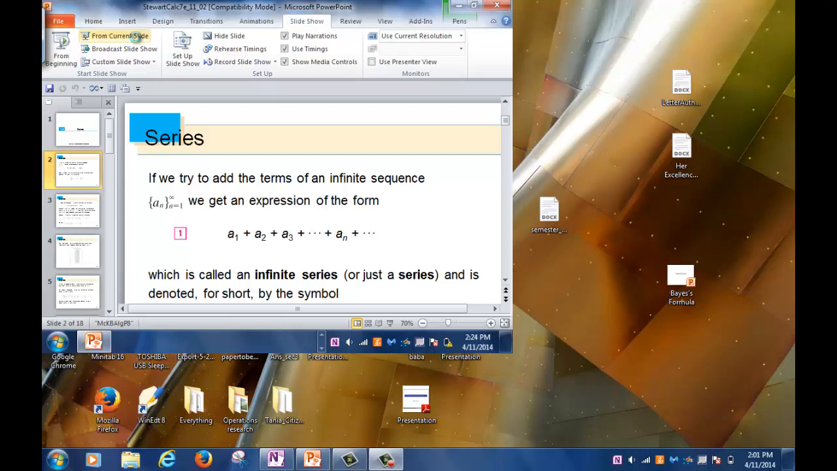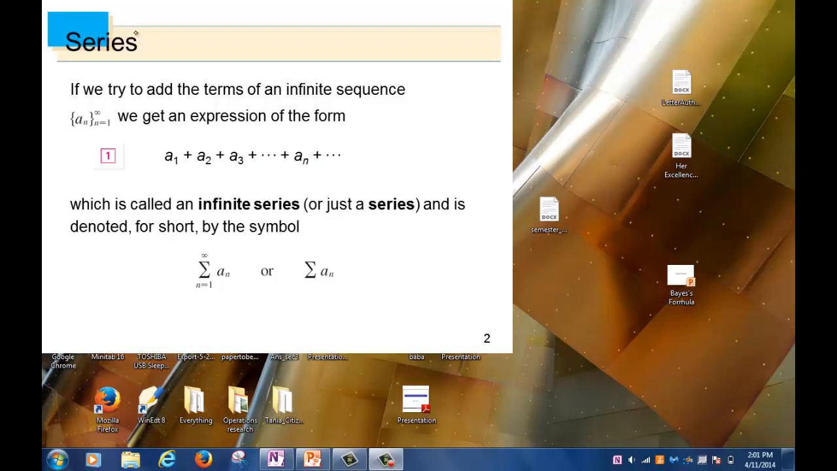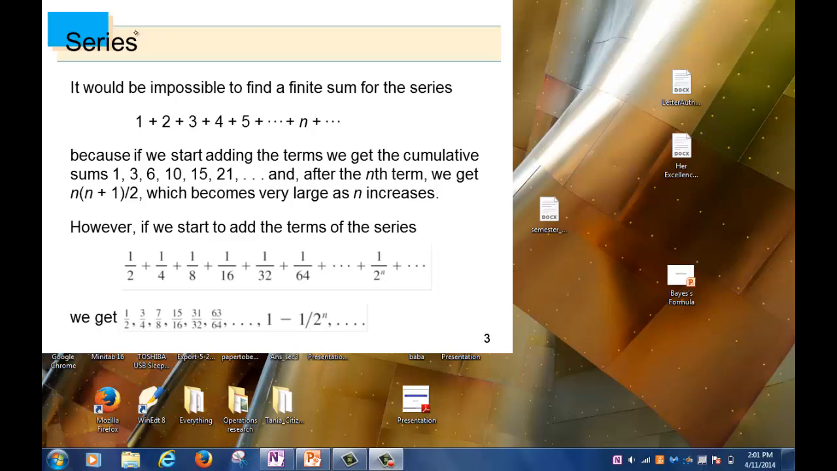So that's what a series is, right? Let's look at two examples. The first example is the sequence where the nth term a_n is n. So the sequence is 1, 2, 3, 4, 5, 6, and so on. I want to add all the terms of that sequence. So what do I get? I get this expression here. The question is, does this expression make sense?